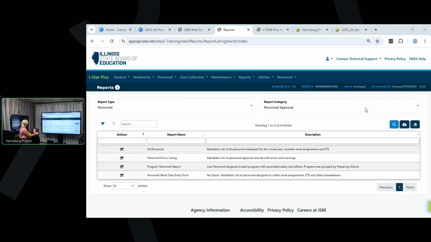Can you print the entire personnel report instead of going page by page? Yes. You hit the diskette. Let me find something that's blank here. Here. Okay.